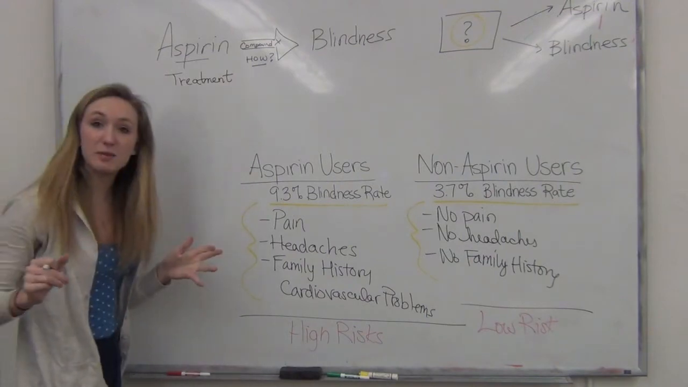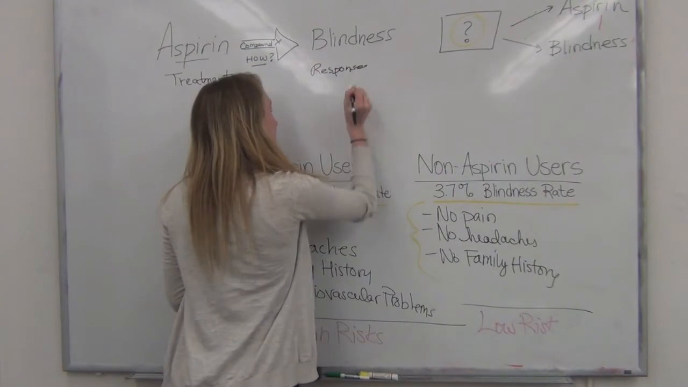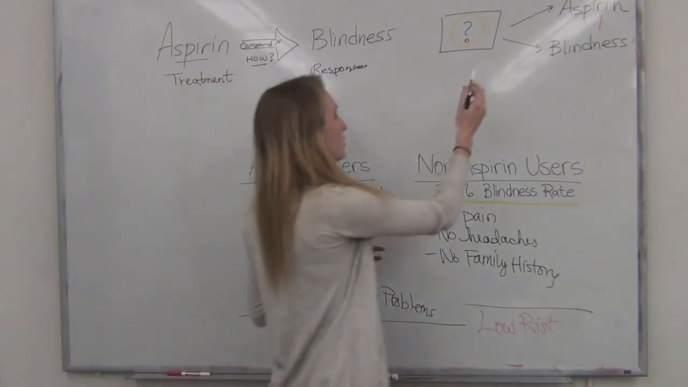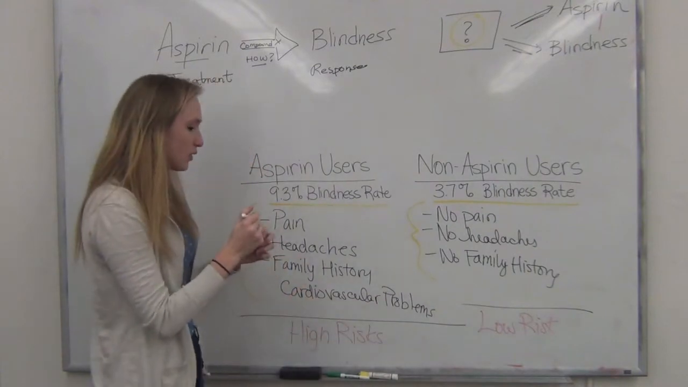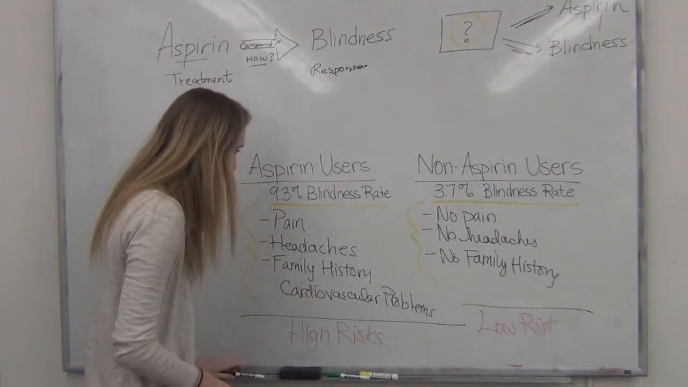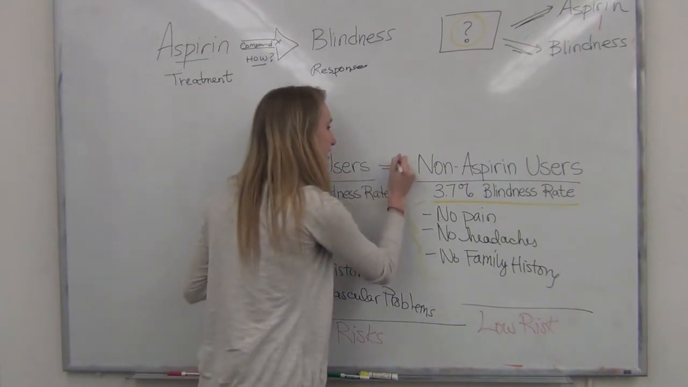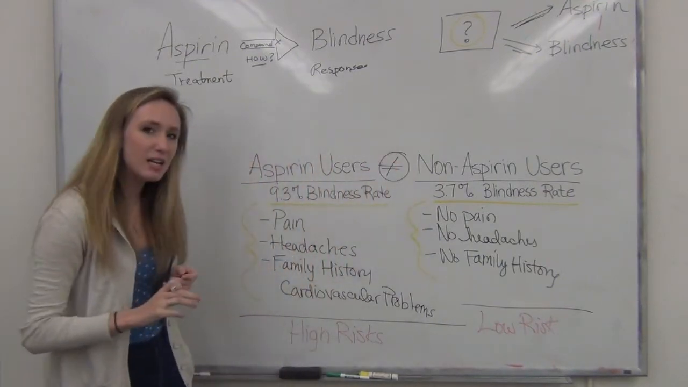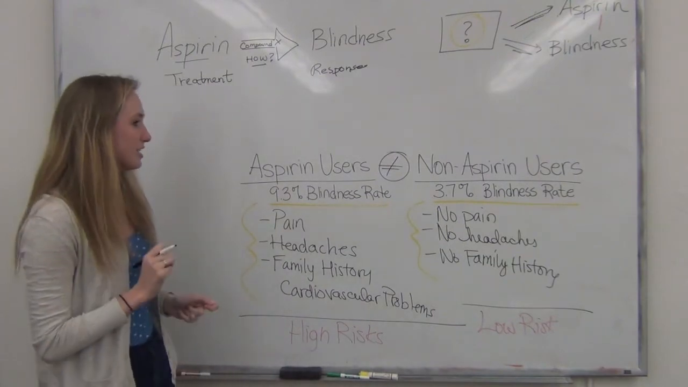And it also has to be related to the response that we study. So you can see why we drew those arrows here, kind of to our treatment and to our response. So that's what we throw in the confounder box. Because these two groups are inherently different in a million other ways, we can't directly pin this on aspirin.